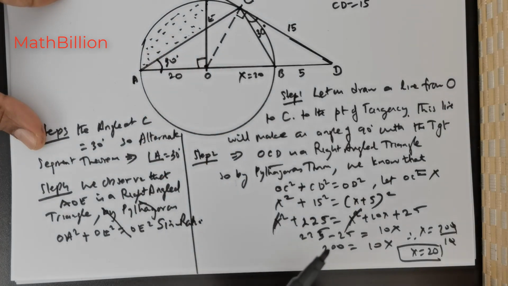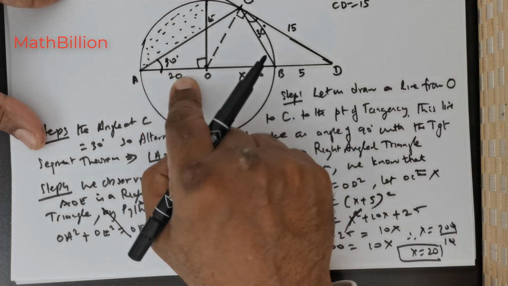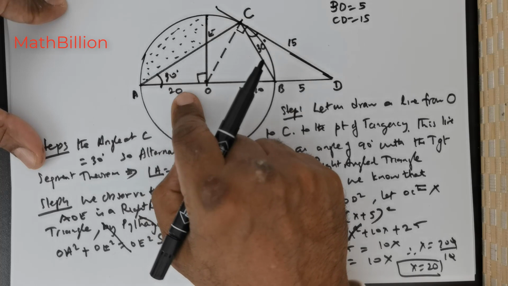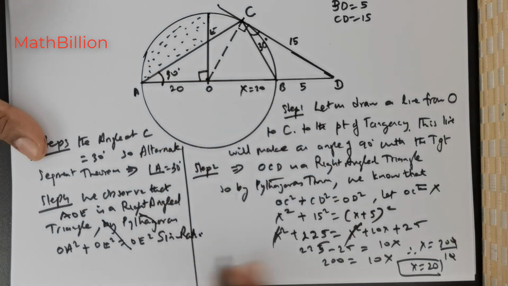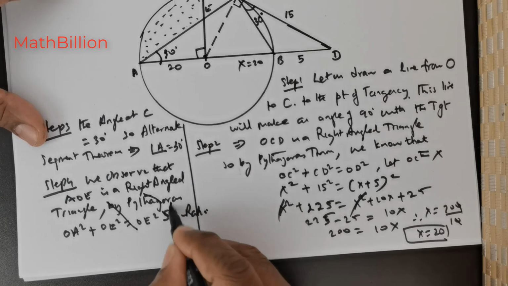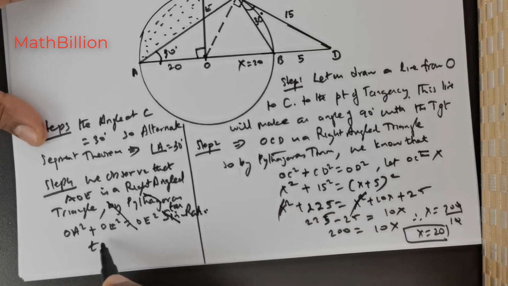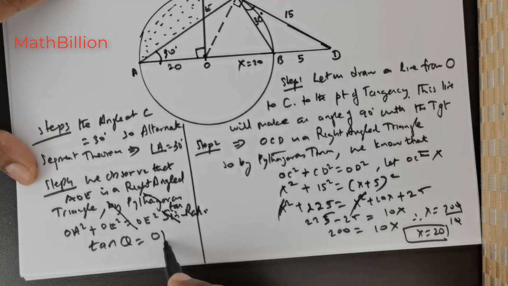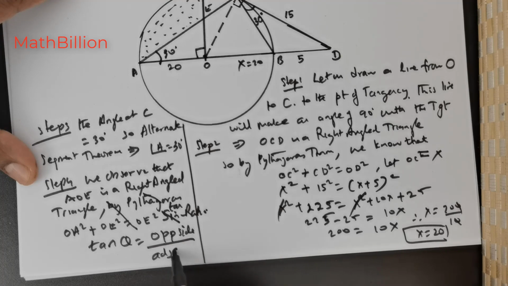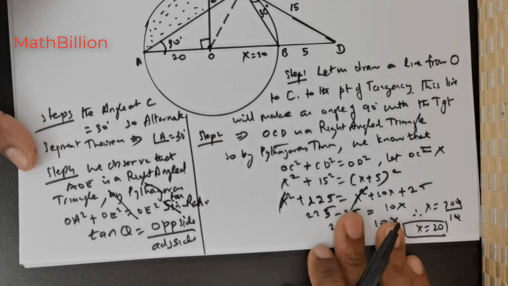That is for sine 30, but I don't want to go for the hypotenuse. I will use this adjacent side. So in this case we have to use tan. Tan 30 is opposite side by adjacent. So instead of saying sine, I will say tan. So tan theta is opposite side by adjacent side. This is the formula, right?